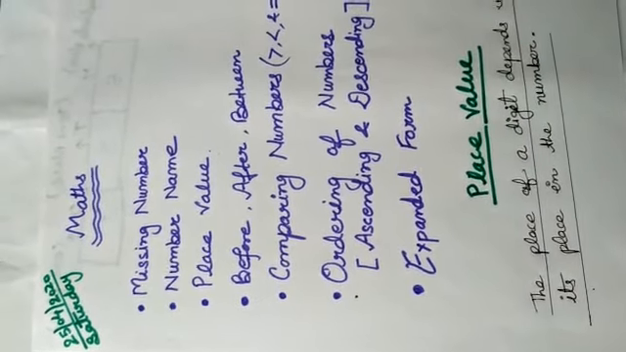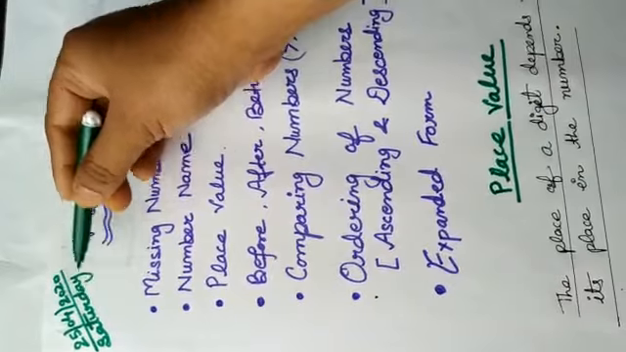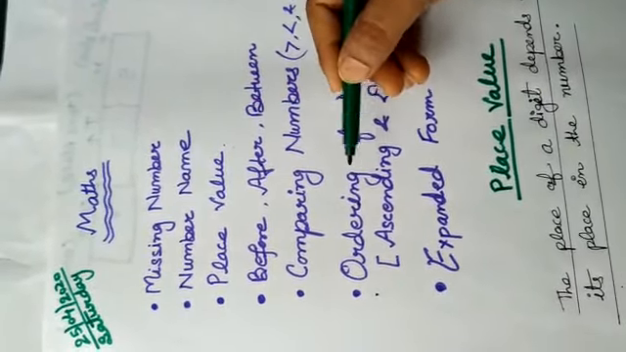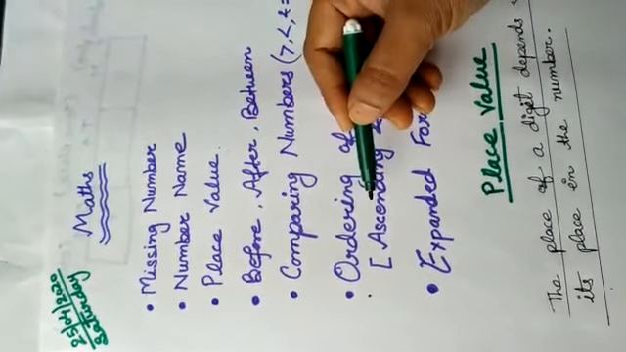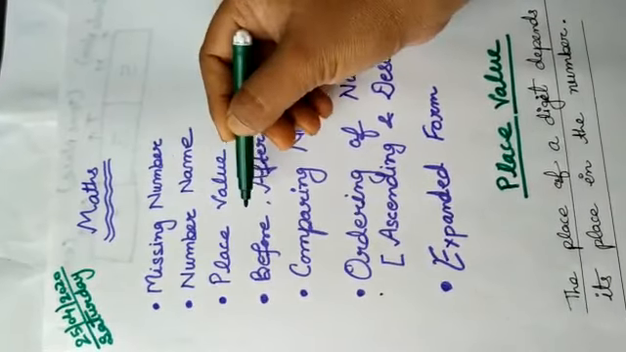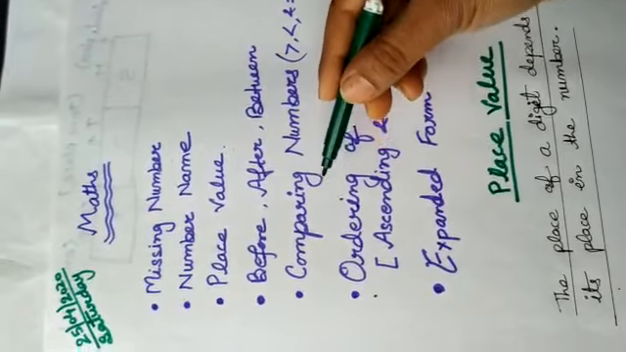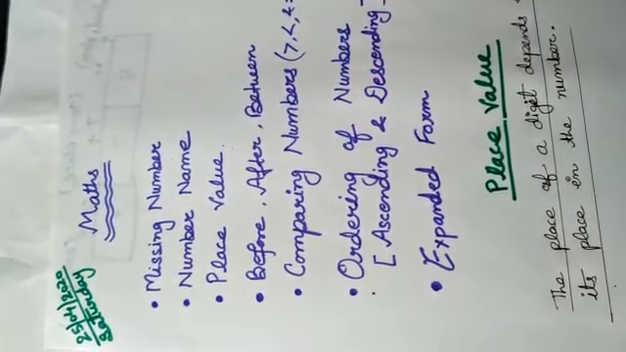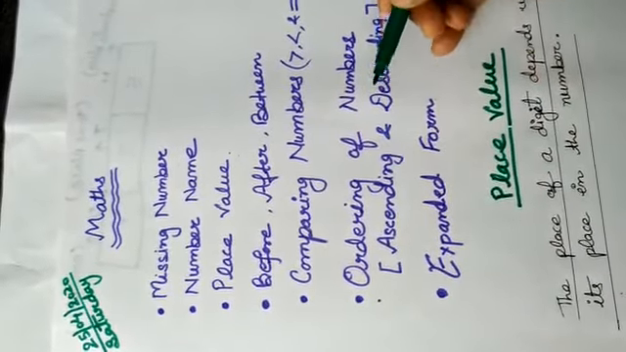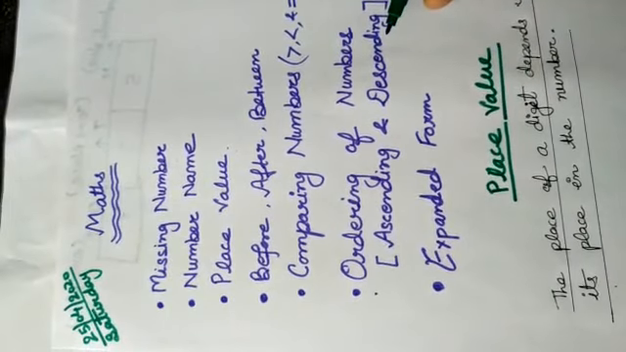So, let's see, on 25th April 2020, Saturday, what have we studied up till now? In math, what have we completed? Missing numbers completed, number names completed, place value, before, after and between, comparing numbers, greater than, less than and equal to. You all have studied ordering of numbers, ascending and descending order, that you have completed till here.